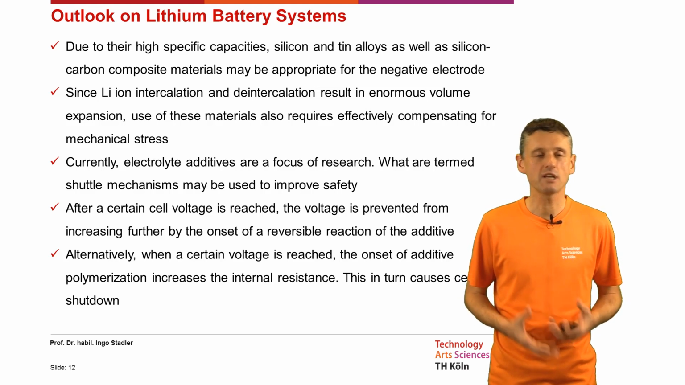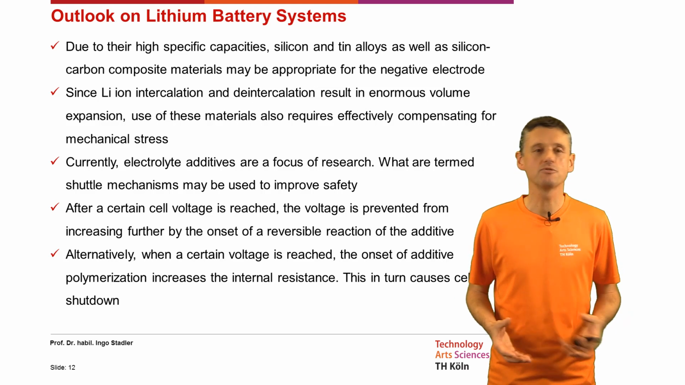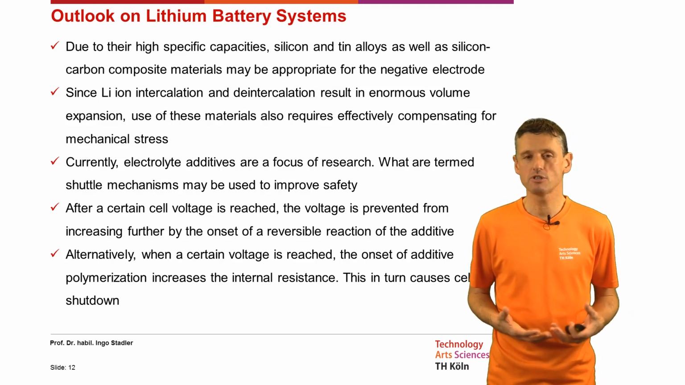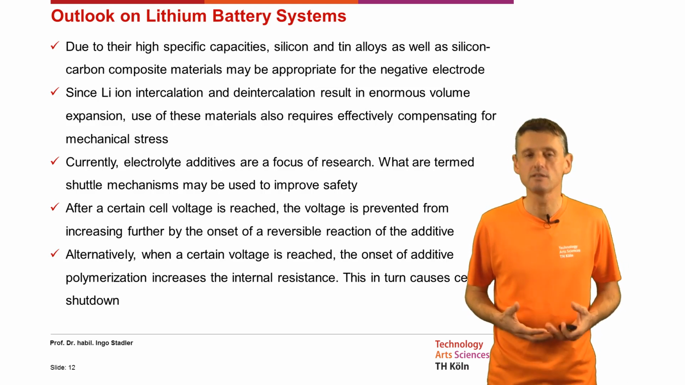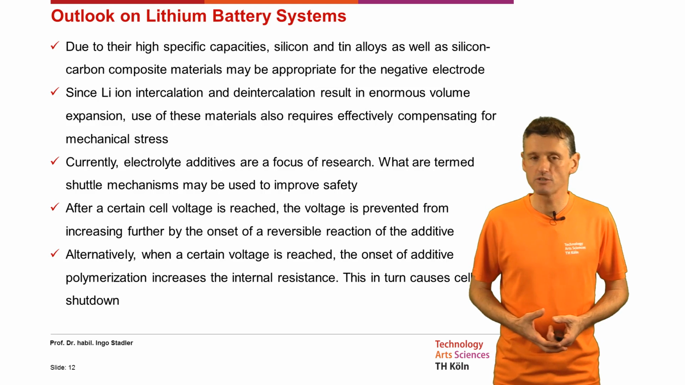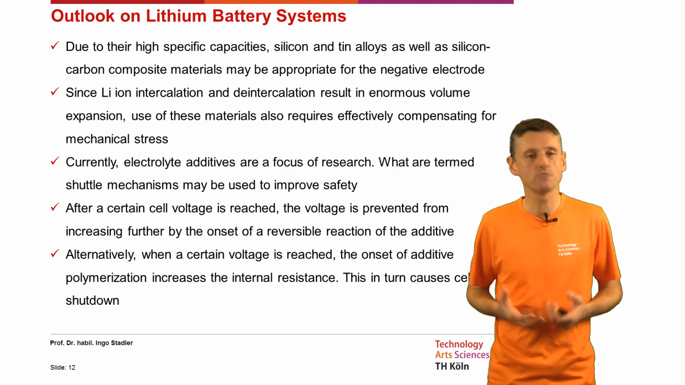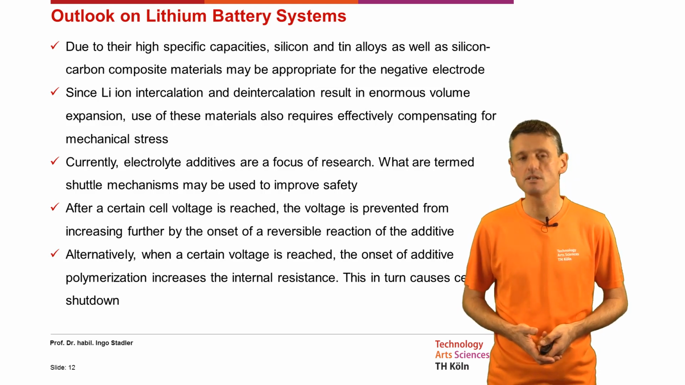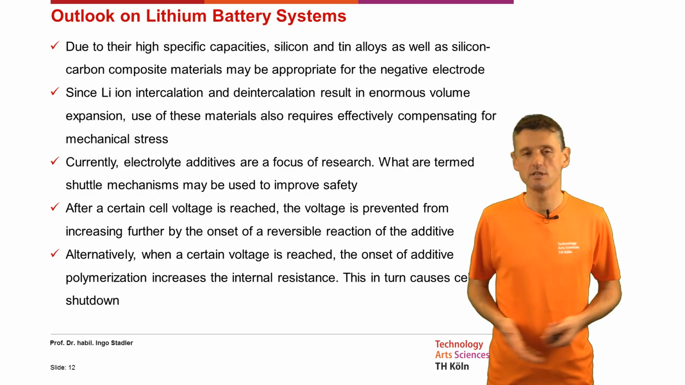What are termed shuttle mechanisms may be used to improve safety. After a certain cell voltage is reached, the voltage of the cell is prevented from increasing further by the onset of a reversible reaction of the additive. Alternatively, when a certain voltage is reached, the onset of additive polymerization increases the internal resistance. This in turn causes cell shutdowns.